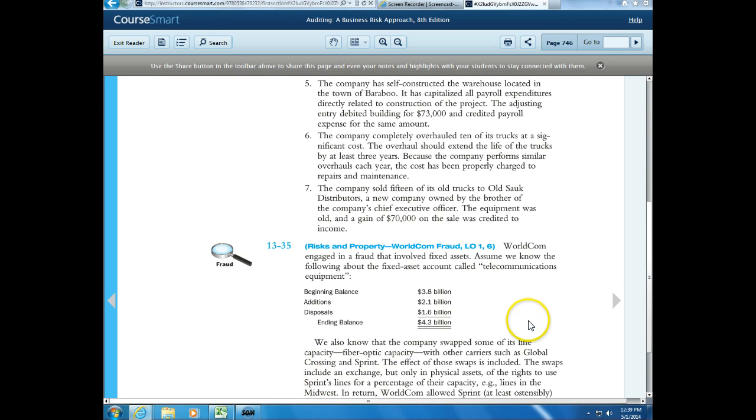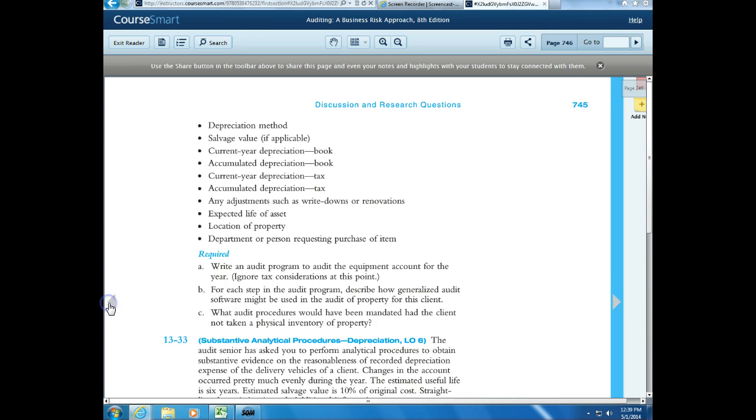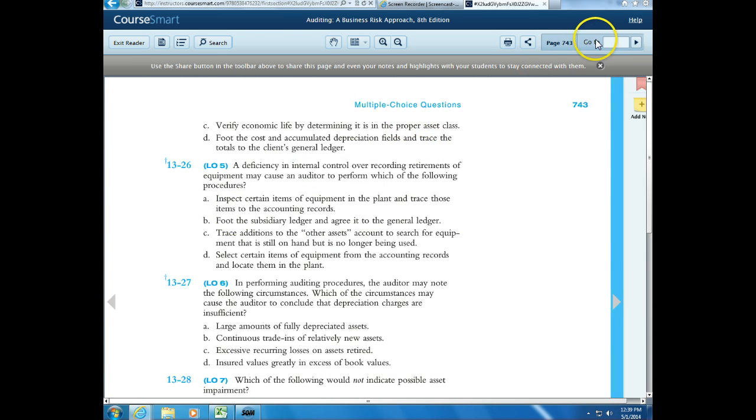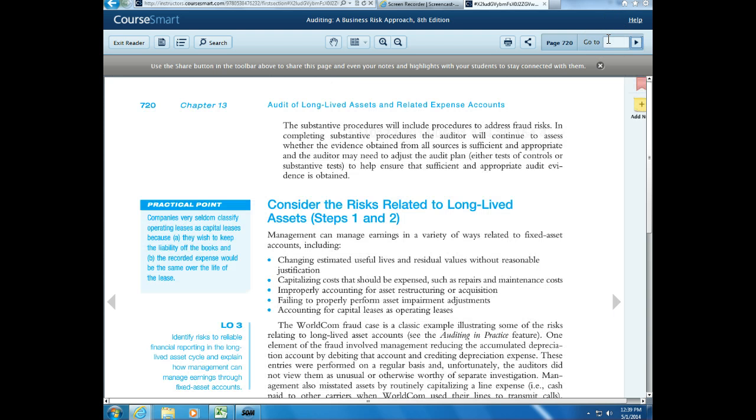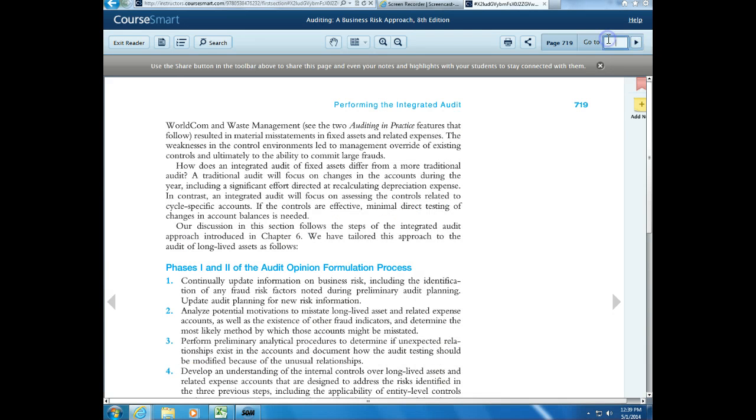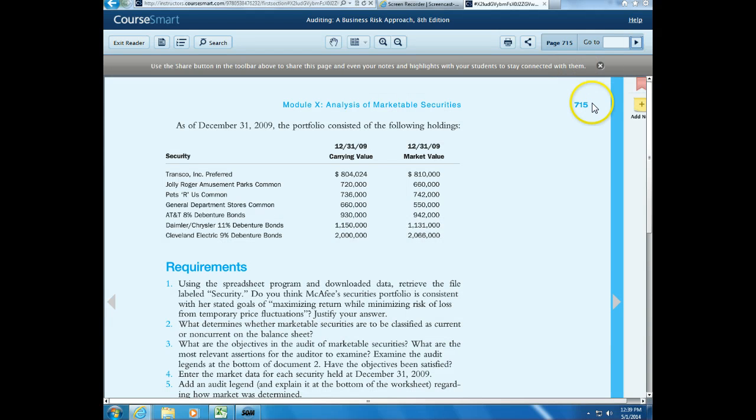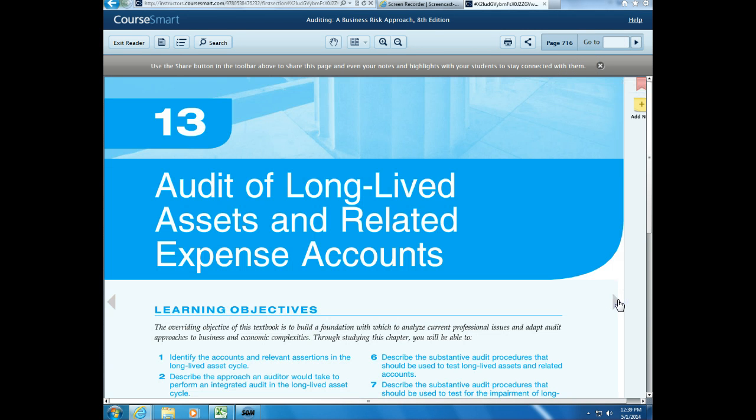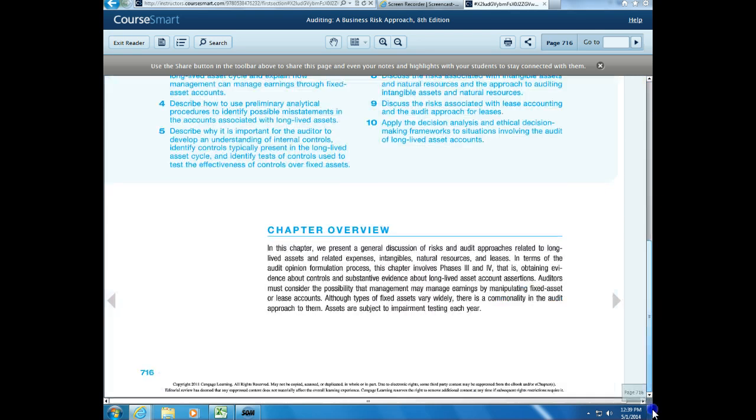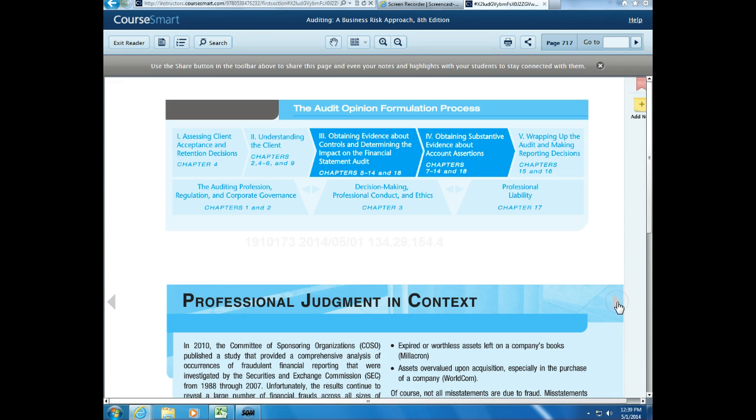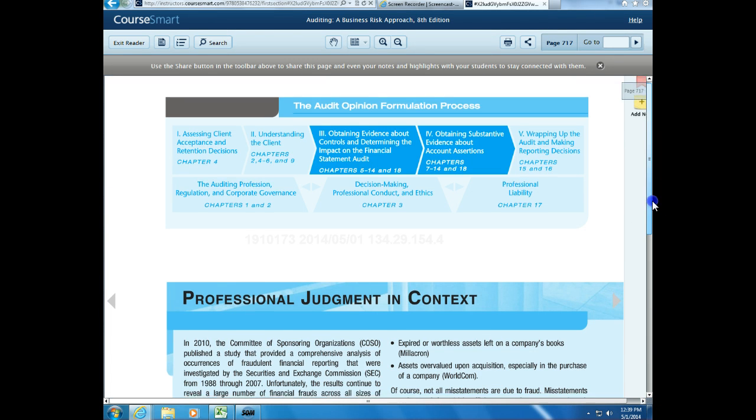At the beginning of the chapter, so let's go back and look at that. Beginning of the chapter, you think it's about 720? Okay, so let's look here. The professional judgment and context.